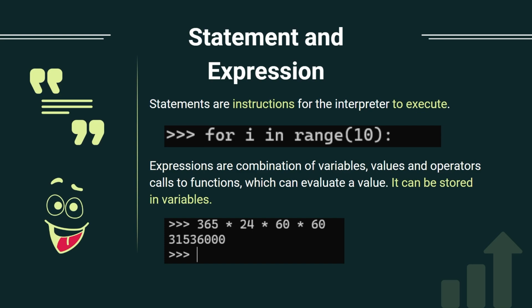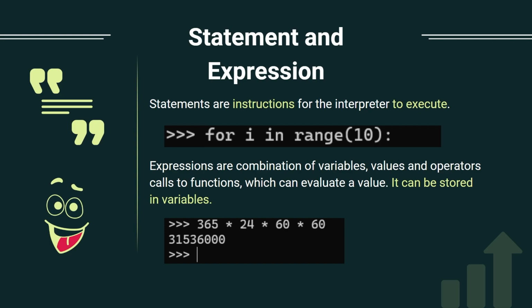Now this is a statement. If I want to tell the interpreter, hey, for i in range 10, do something, this word or this order that I'm providing the interpreter is a statement. Statements do not output anything. Statements do not yield any value. What it does is simply execute something.